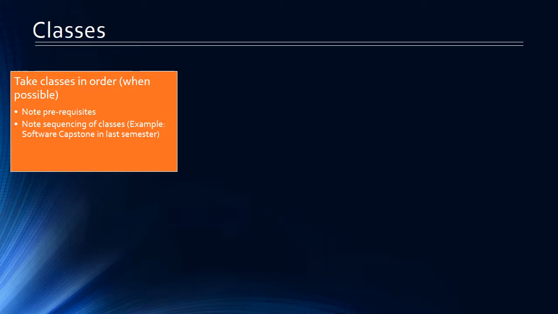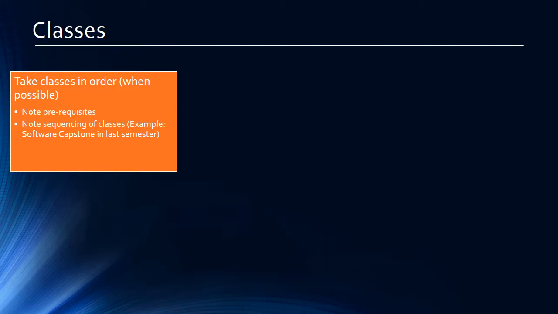Note also that some classes have prerequisites, and in these cases the order of the classes for you is predetermined. So for example, if you're in an associate degree program in business technology, you will take the software capstone course in your last semester of the program. And the reason that you take this in the last semester is that there are prerequisites. You have to take 5 other classes before you can take software capstone.